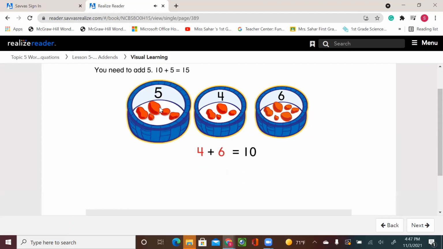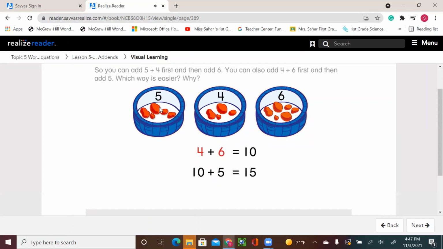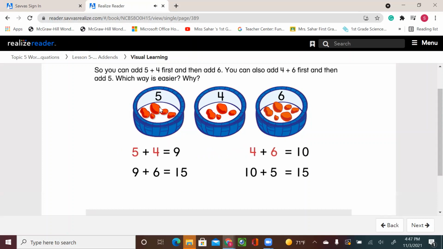You need to add 5. 10 plus 5 is equal to 15. So you can add 5 plus 4 first, and then add 6. You can also add 4 plus 6 first, and then add 5. Which way is easier? Why?